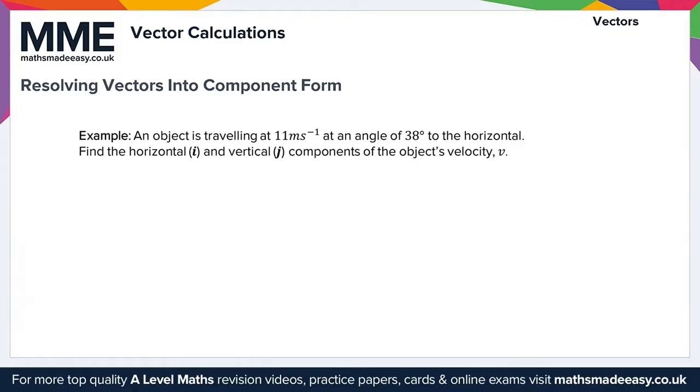What we want to do here is find the horizontal, the i component, and the vertical, the j component, of this object's velocity v.